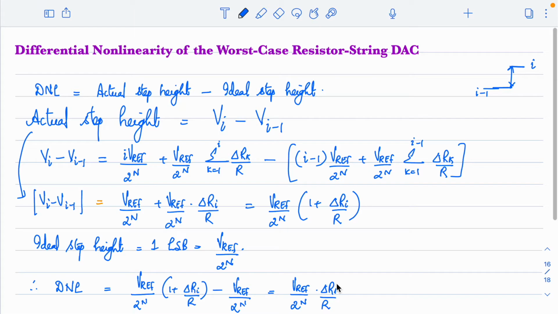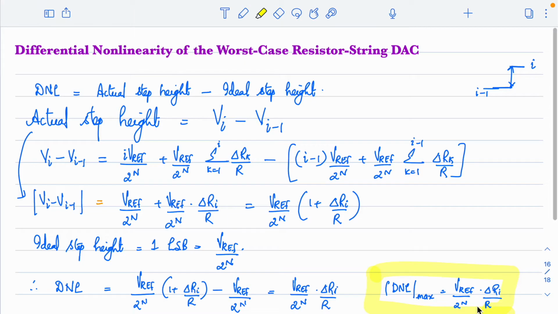So the DNL value is Vref divided by 2 to the power of n into delta Ri by R. Since we have taken the mismatch, this can be considered as the maximum DNL also with the mismatch: Vref divided by 2 to the power of n into delta Ri divided by R. Alright. So this is how we can generalize differential nonlinearity for the worst case resistor string DAC.